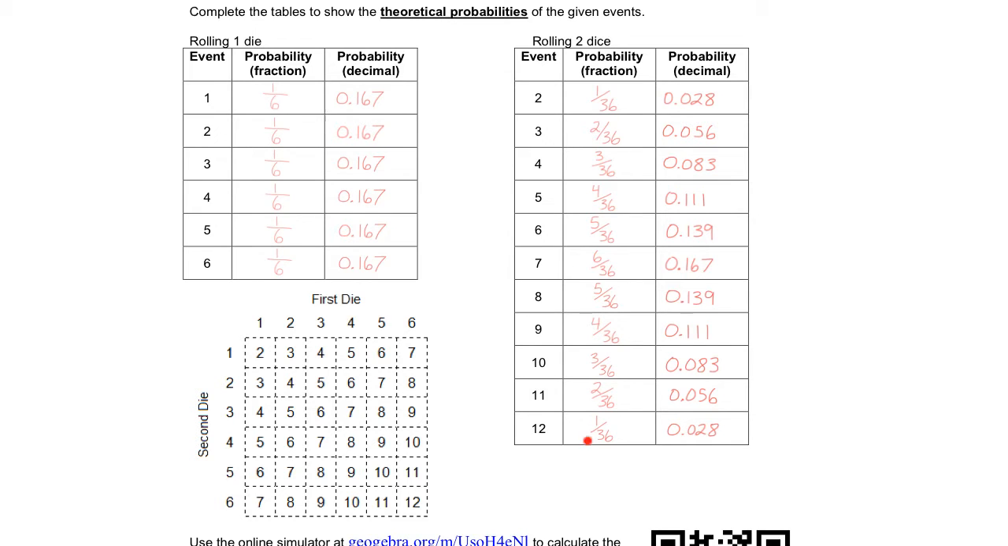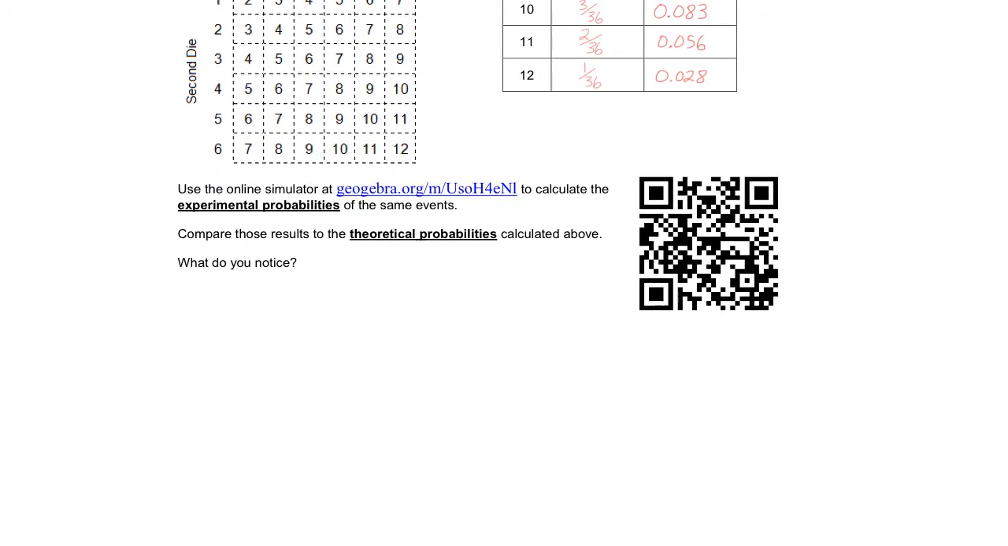So if you got a different answer for any of these, you should pause the video and let me know so that I can come over and help you figure out what went wrong before you move on. Otherwise, take a look at the bottom of the page. It says use the online simulator at this address to calculate the experimental probabilities of the same events. Compare those results to the theoretical probabilities calculated above. And what do you notice? So you can go ahead and do that.